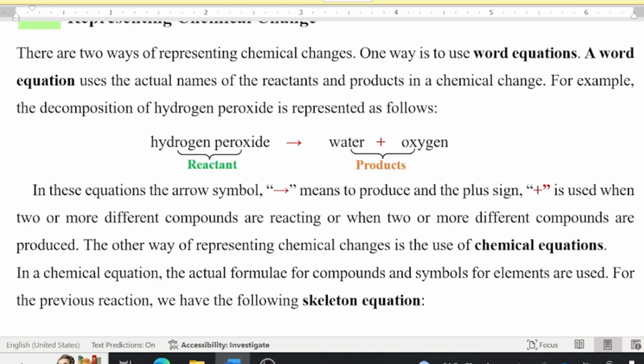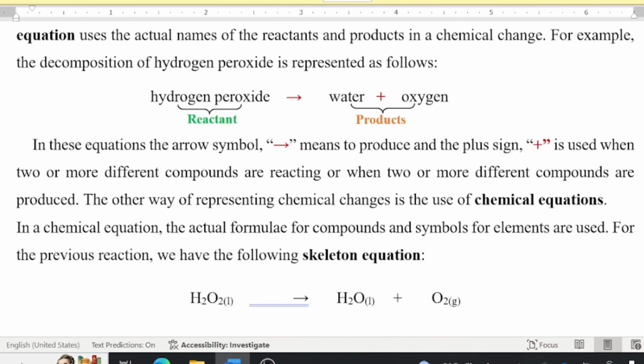When hydrogen peroxide decomposes, it produces oxygen and water. All right? So you're going to see the name of the reactant and the name of the product and the change. This arrow here means that things are being produced. So on the left-hand side, these are called the reactants here, and whatever is formed on the right-hand side of the equation are called the products.